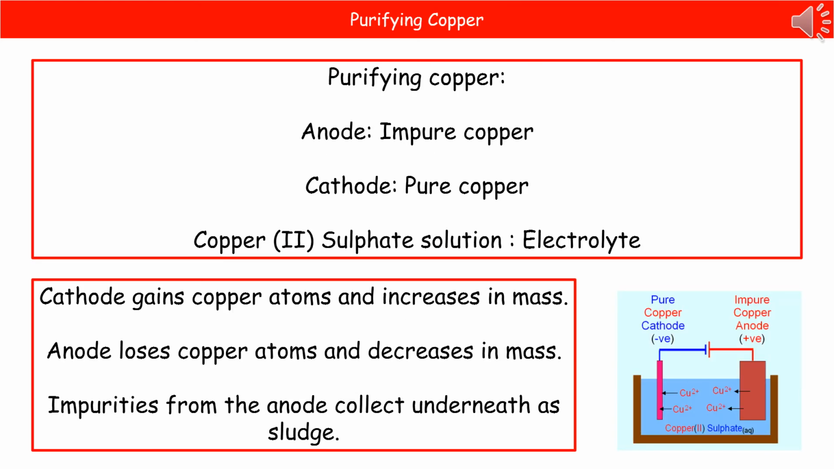We can also use electrolysis for purifying copper. So the anode is impure copper, the cathode pure copper, and the electrolyte is copper sulfate solution. So the cathode gains copper atoms and therefore increases in mass. The anode loses copper atoms and decreases in mass, and the impurities from the anode collect underneath as sludge.